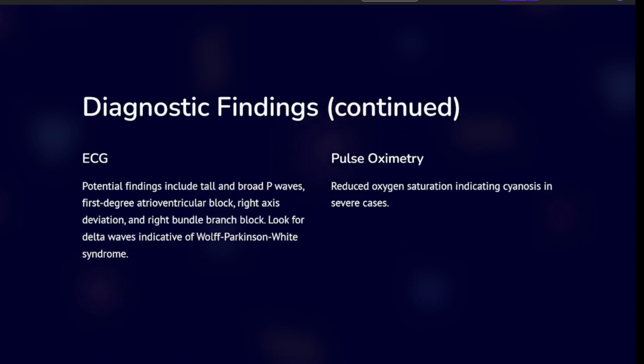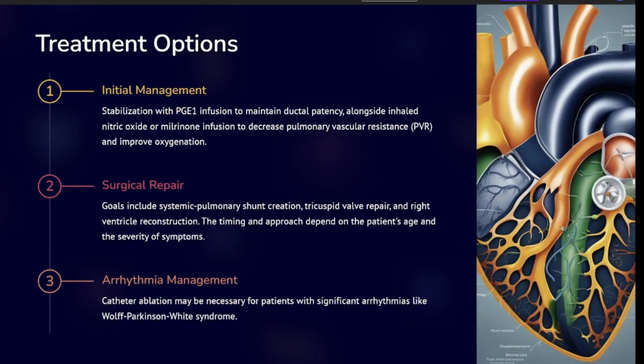Treatment options. Initial management, stabilization with PGE1 infusion to maintain ductal patency, alongside inhaled nitric oxide or milrinone infusion to decrease pulmonary vascular resistance, PVR, and improve oxygenation. Surgical repair, goals include systemic pulmonary shunt creation, tricuspid valve repair, and right ventricle reconstruction. The timing and approach depend on the patient's age and the severity of symptoms. Arrhythmia management. Catheter ablation may be necessary for patients with significant arrhythmias like Wolff-Parkinson-White syndrome.